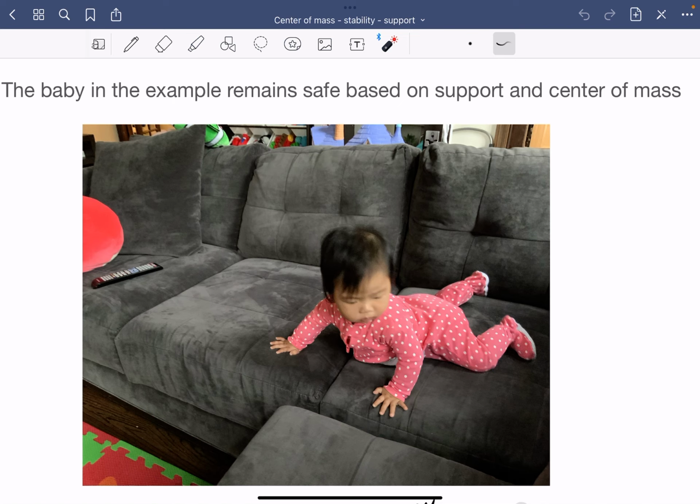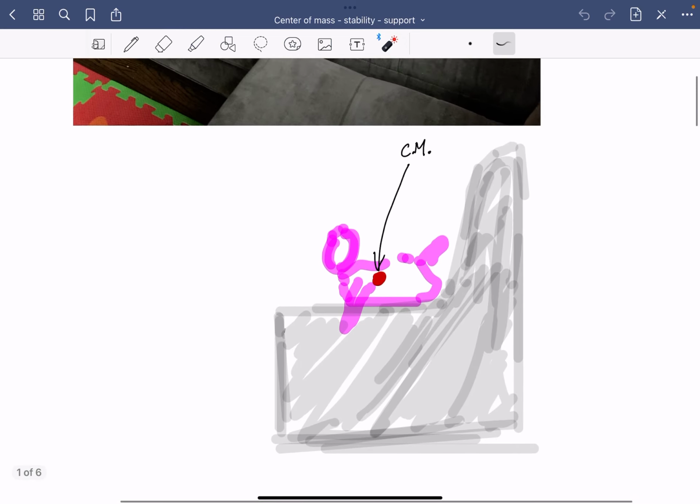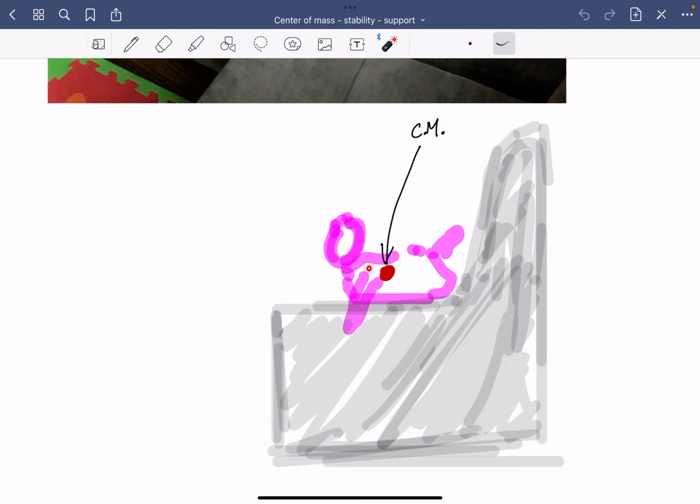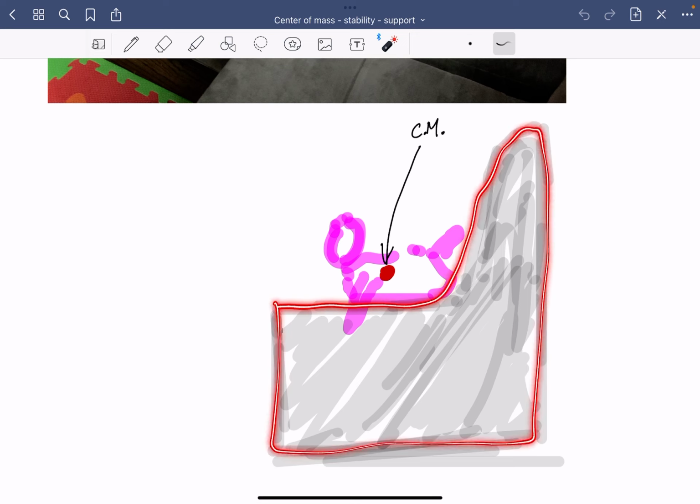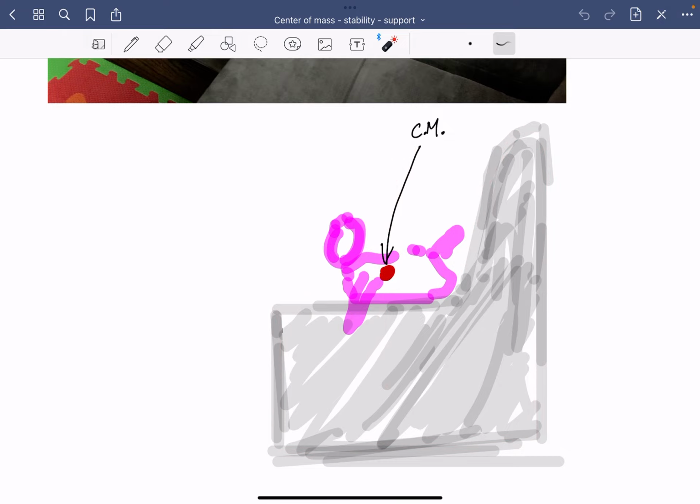So, in this example, the baby remains safe based on the support and center of mass. By support, I mean that the arms are right here, and really, the main supports are here and here. And center of mass, normally it's around maybe the stomach or chest area, but we all know that a baby's head weighs proportionally more, so we would move it up a little higher. And so here's a free body diagram. The way I see it is that this is your sofa, that's the baby, here's your free body diagram, and here's the center of mass, and that's the load that's going there, right? Totally stable, no problem at all.